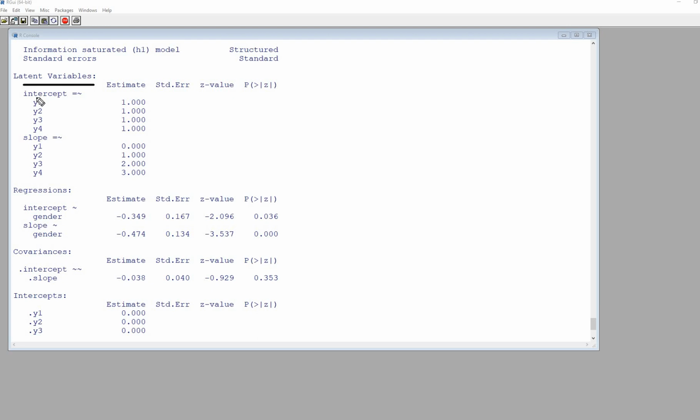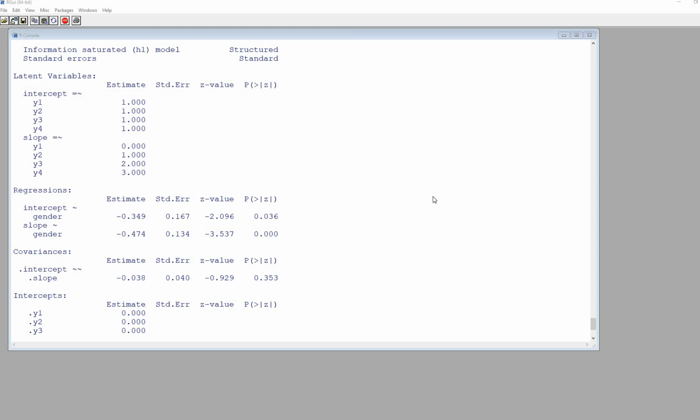So you'll notice that we have the intercept factor, y1, y2, y3, and y4, and all of these are fixed at 1. Those are the factor loadings. Then for the slope factor, there's our tilde equal sign and a tilde there, y1, y2, y3, y4, and you can see that those values are fixed at 0 through 3.